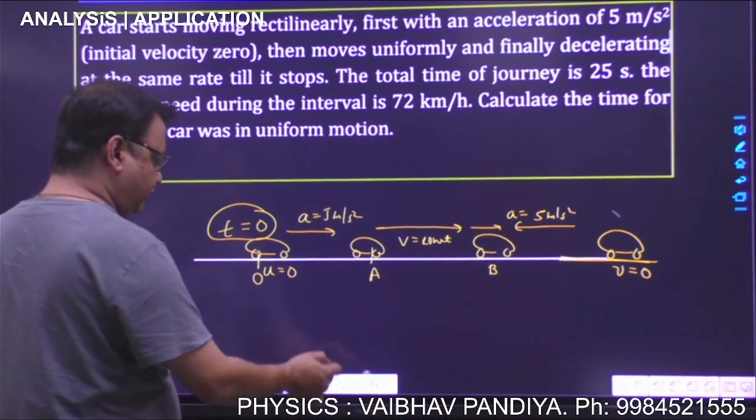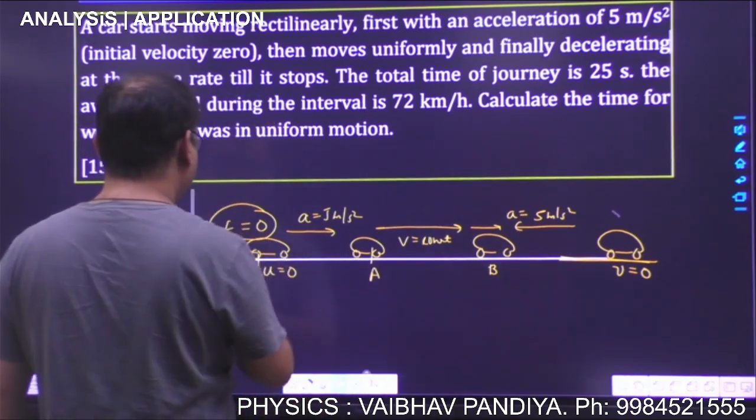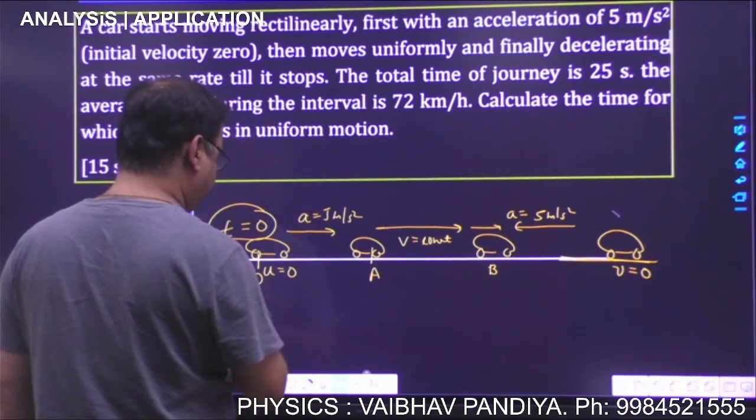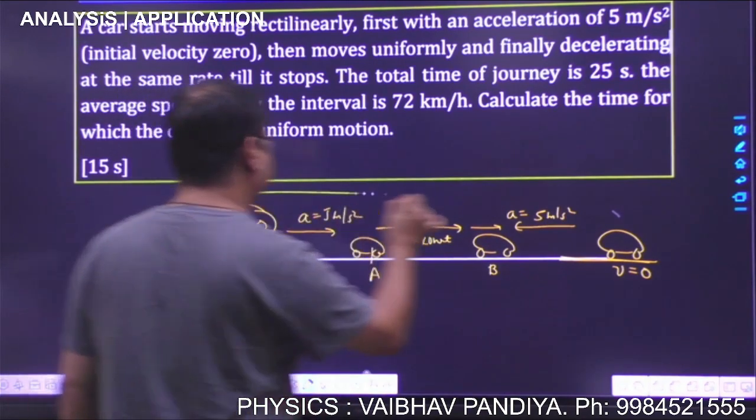Correct? So this will be the visualization of the motion of the car. If you want to visualize what will be the motion of the car, it would be something like this. Correct?